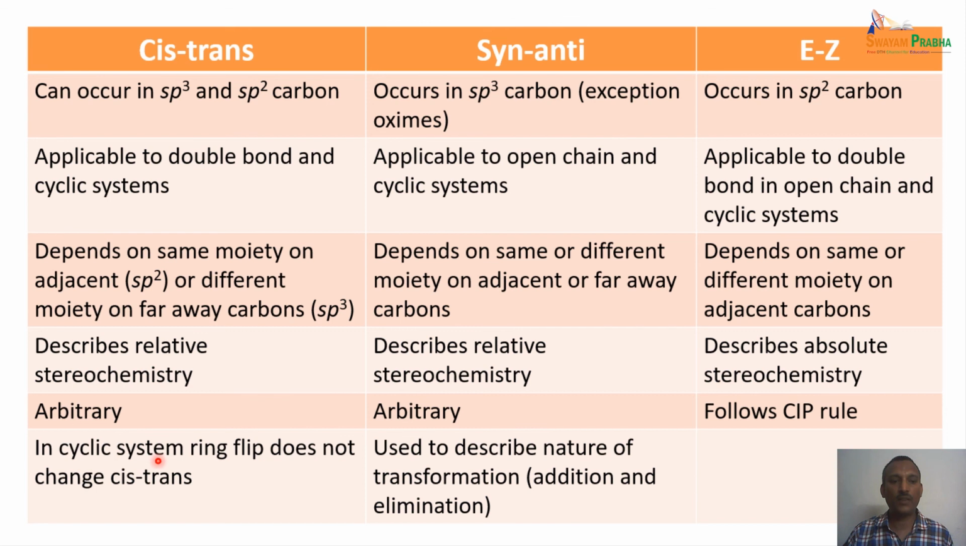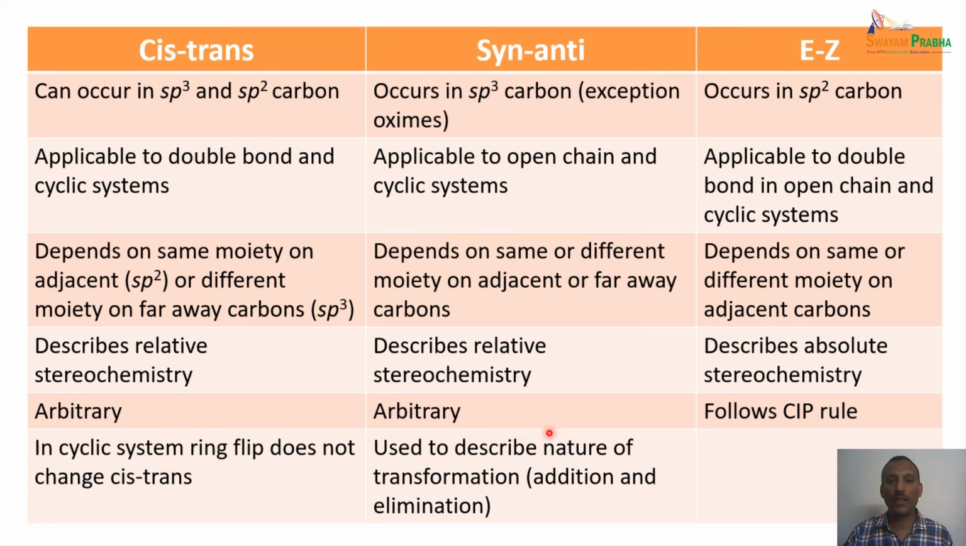And in the case of cyclic systems, basically the ring flip does not change the cis-trans isomers. So the cis isomer, even after ring flip, remains as a cis isomer. The trans isomer also remains the same. So ring flip does not change the relative arrangements of the groups.